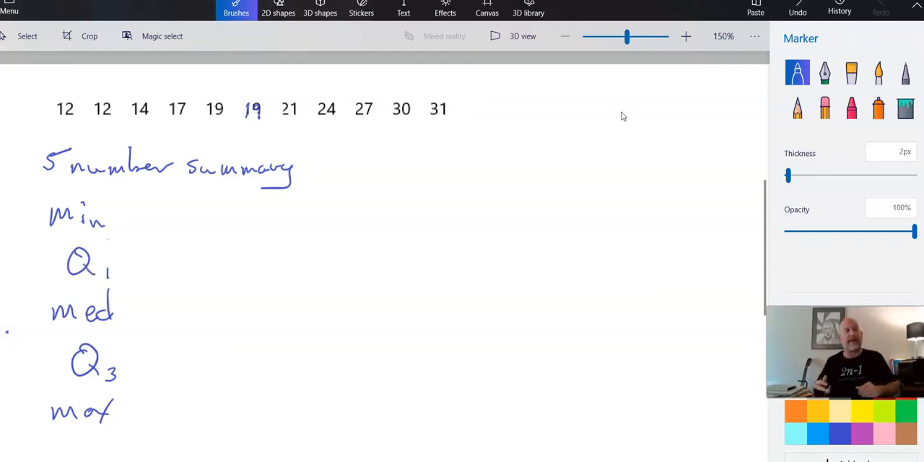Okay, so let's go ahead and go through and find these things now. You have to have your data in order, so it has to be listed from smallest to biggest. Well, I suppose you could list it from biggest to smallest too, but I don't think that would help you much. So we have the minimum and the max, first of all. The minimum is 12 and the maximum is 31. Now then we have to find our median, and we actually did that before. We found that our median was 19. That was the middle number.